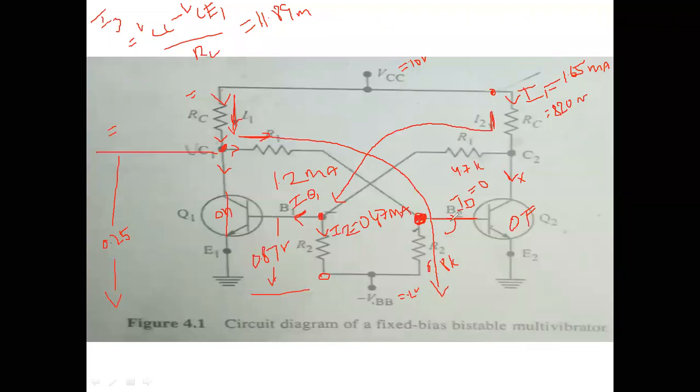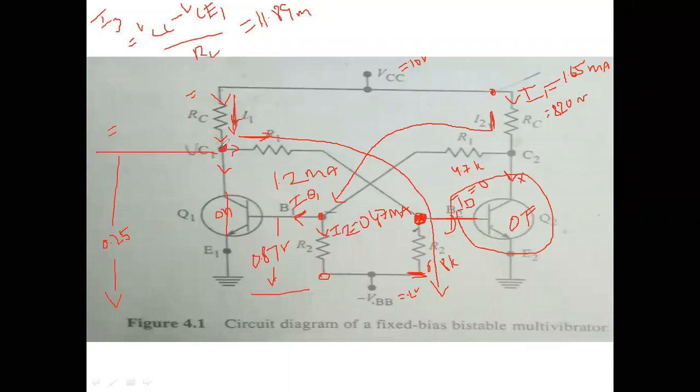Therefore, this is not a node. This is an open circuit. We can remove this part. Therefore, the total current will be flowing in this direction only, so we can consider a node here. At this point it is VCE, and at this point it is VBB.